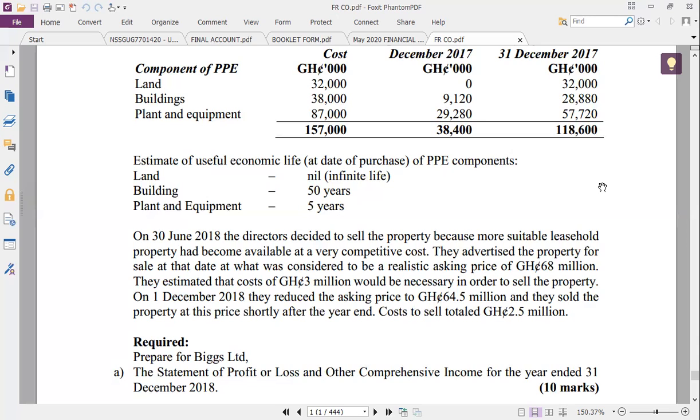On December 2018, they reduced the asking price to 64.5 million and sold the property at this price shortly after the year end. Cost to sell totaling 2.5 million. Good. This is IFRS 5, held for sale. The one that you have to do. Good. So that is it. How do you account for such a transaction? Good. This is held for sale. Just that shortly after the year end, it was what? Disposed of. Good. So how do you account for such a transaction in the books?